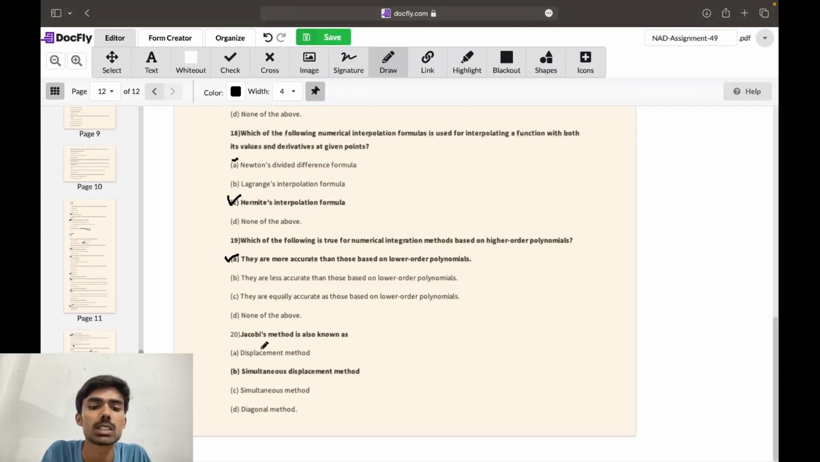Question number 20 is: Jacobi's method is also known as. Jacobi's method is also known as the simultaneous displacement method, not the C option but the B, simultaneous displacement method, not only simultaneous method. So here B is the correct answer.